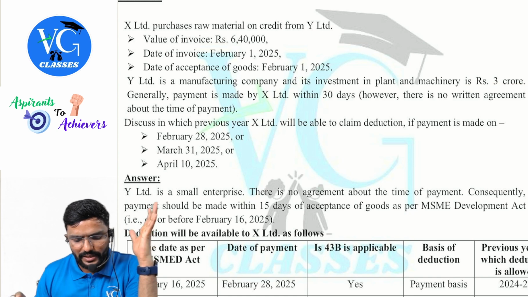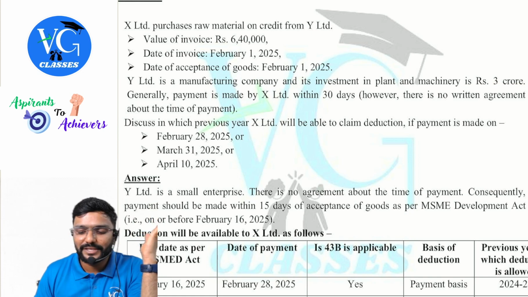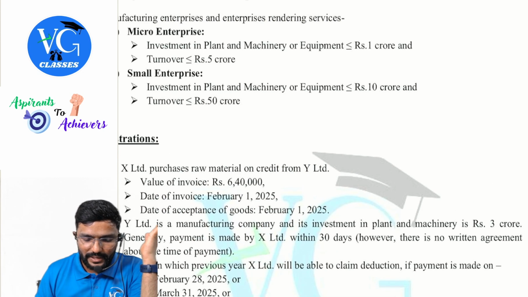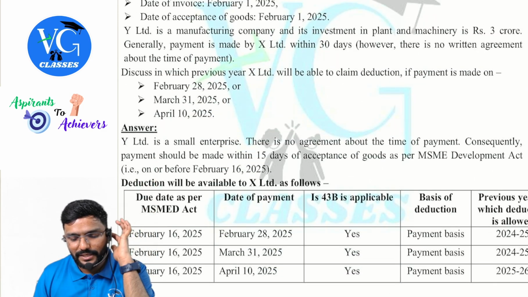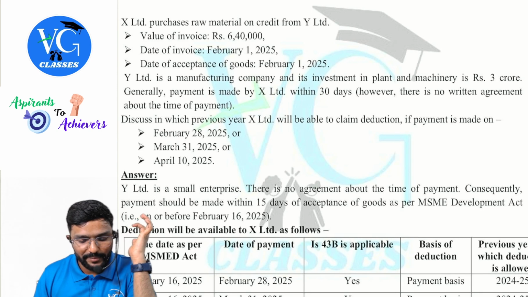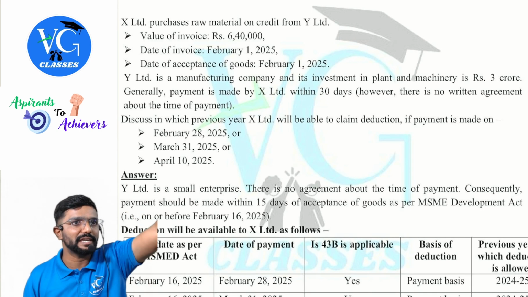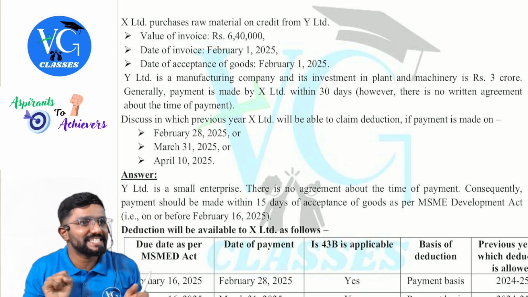Generally, only plant and machinery investment is given. So can we consider them as small? Are they covered here? Yes. Generally, payment is made by X Limited within 30 days. However, there is no written agreement about the time of payment. No written agreement. So when there is no written agreement, payment has to be made within 15 days.